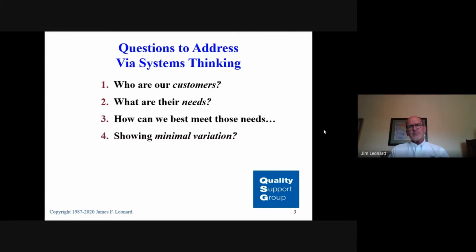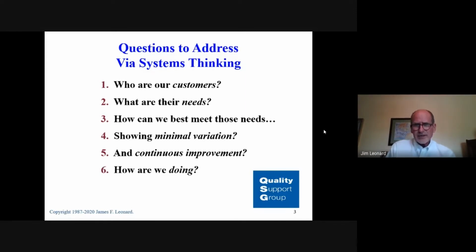Thirdly, how can we best meet those needs showing minimal variation, very consistently, delivery to delivery of my product or service to that internal or external customer? How can I show that? And continuous improvement as measured by reduced variation over time, ever more improved consistency and predictability. How are we doing? What can we do better?